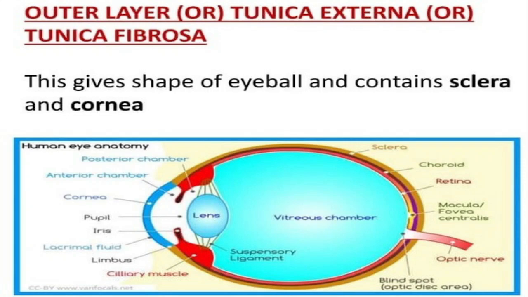It is continuous with the clear cornea at the front of the eye, which is responsible for refracting light into the eye. The sclera also serves as an attachment site for the muscles responsible for the movement of the eye.